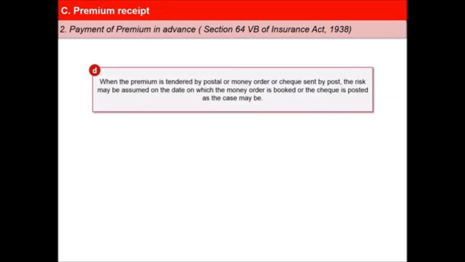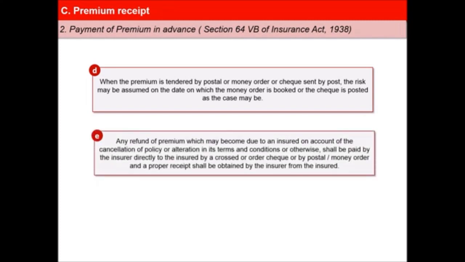When the premium is tendered by postal or money order or check sent by post, the risk may be assumed on the date on which the money order is booked or the check is posted, as the case may be. Any refund of premium which may become due to an insured on account of the cancellation of policy or alteration in its terms and conditions or otherwise shall be paid by the insurer directly to the insured by a crossed or order check or by postal or money order, and a proper receipt shall be obtained by the insurer from the insured.